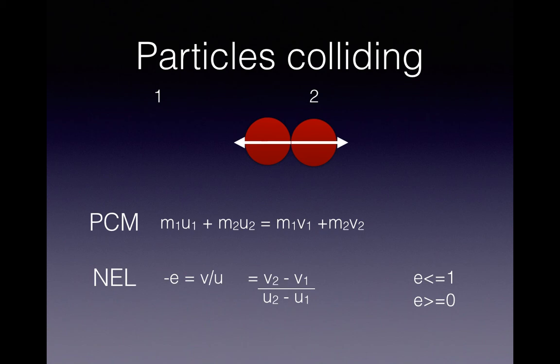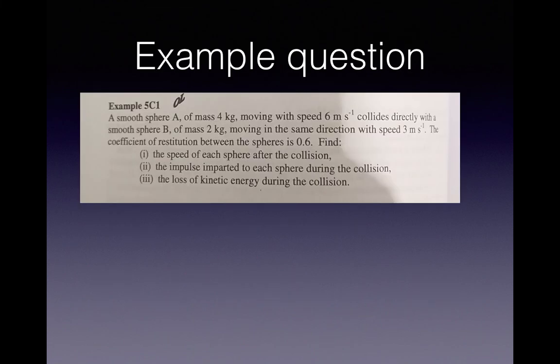Okay, so let's get on with setting up a question, and we'll work through one of the examples in a textbook. Smooth sphere A of mass 4 kg moving with a speed of 6 meters per second collides with a smooth sphere B of mass 2 kg moving in the same direction with a speed of 3 meters per second. The coefficient of restitution is 0.6.